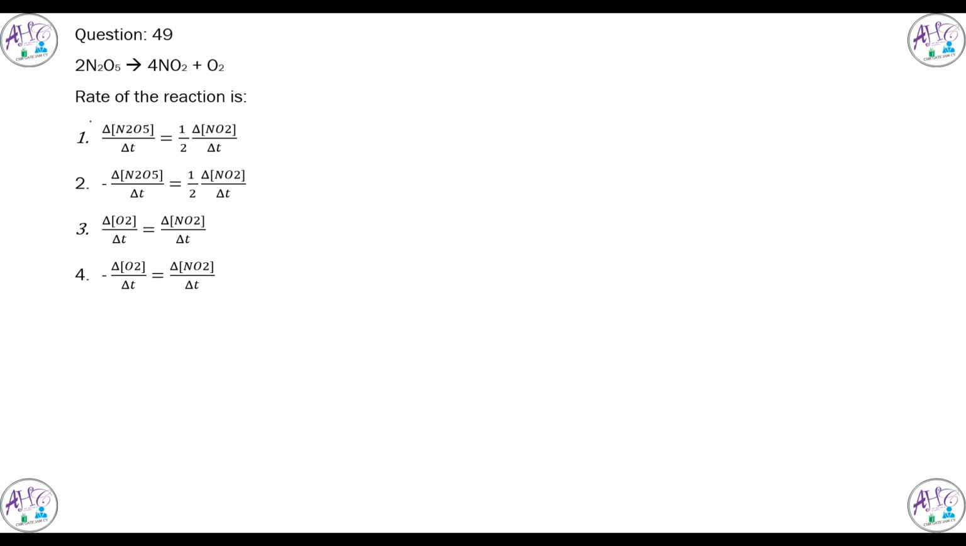Next question. 49th question. So they have given a reaction and therefore asking us to write the rate of the reaction. So they have given 2 moles of N2O5 reacts to give 4 moles of NO2 plus O2. Okay, so we can say that, so 1 mole of N2O5 is going to give 2 moles of NO2 plus half O2.